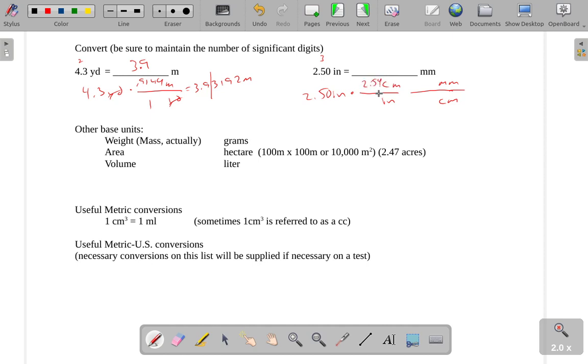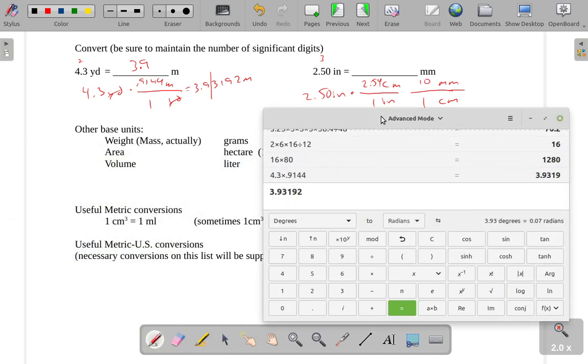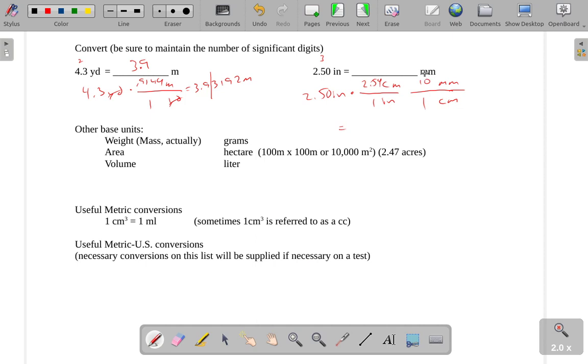There's 2.54 centimeters in 1 inch, and there's 10 millimeters in 1 centimeter. So, multiplying these together, 2.50 times 2.54 times 10. Now, you may be looking at these and saying, oh, this 10 only has 1 significant digit. But when we're dealing with exact numbers, when we're dealing with these definitions, these don't restrict the number of significant digits in any way. We essentially say this is an infinite number of significant digits.